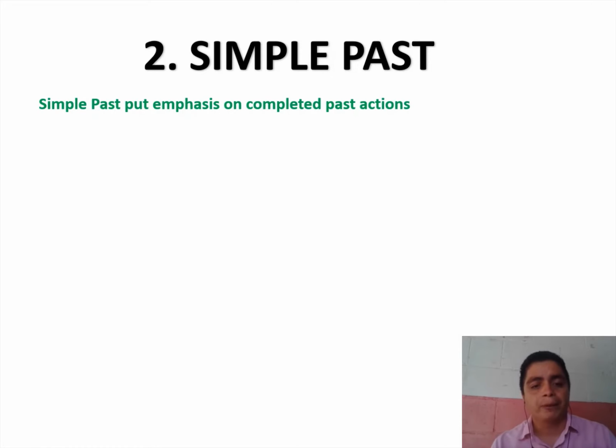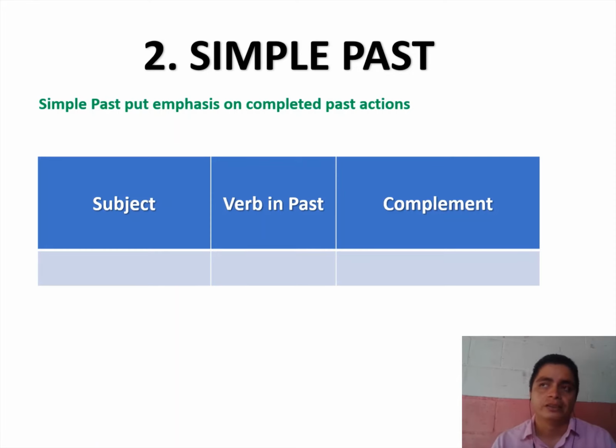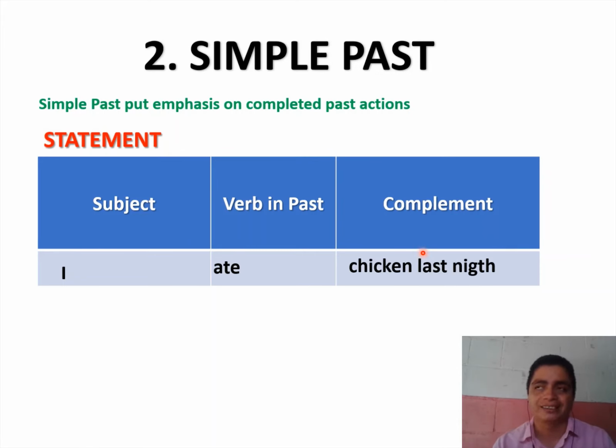So let's talk about simple past. Simple past puts emphasis on completed past actions. So the base formula for simple past is this. We have a subject, a verb in the past, and a complement. For example, I ate chicken last night. So that means I had chicken for my dinner last night. So it's pretty easy, but also you can mix simple past with past progressive sometimes, and I will explain that.